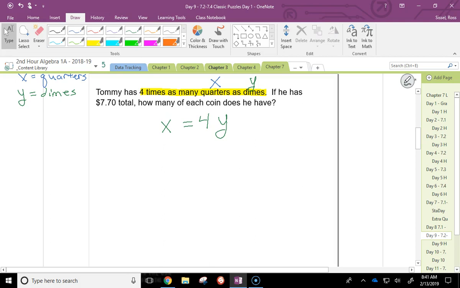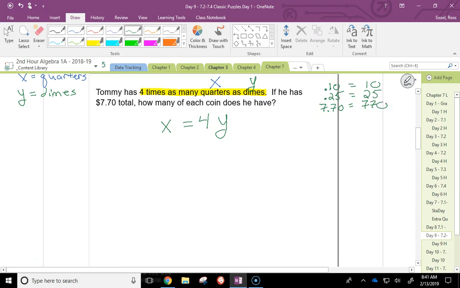If he had $7.70 total, we're going to do exactly like we did before. I'm going to say my dime, which is 0.1, is going to equal 10. My quarter, which is 0.25, is going to equal 25. And so $7.70 I'm going to say equals 770.